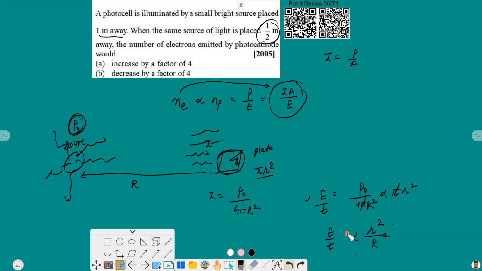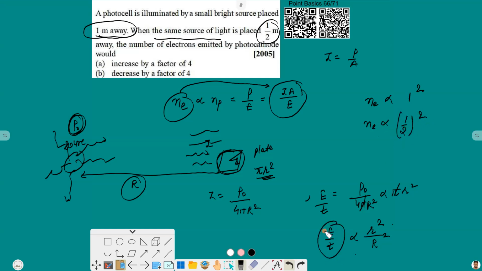What is that? Divided by the distance square. So as mentioned here, we have decreased the distance. Initially it was 1 meter away, now it is half meter away. So the area of the plate is not changed. We have changed the capital R. Small r is not changed here. So what we can write, that number of photoelectrons initially was proportional to 1 square, and now they are proportional to half square.